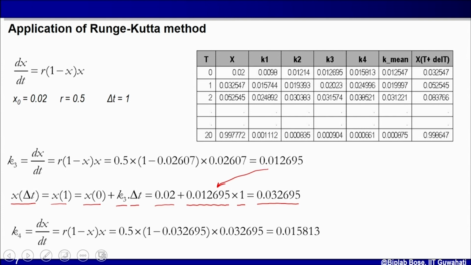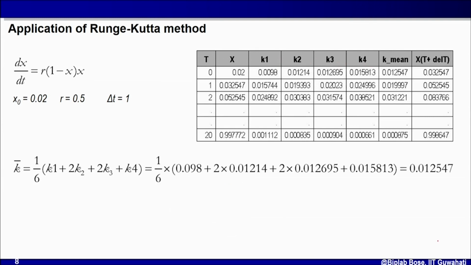Now let us calculate k4. If I draw a line having slope dx/dt at that point, the slope of that line will be k4, equal to dx/dt, equal to r into (1 minus x) into x. r is 0.5, and x is 0.032695 that I have calculated just now. If you multiply, you get a value of k4 as 0.015813. So what have I got? I have got k1, k2, k3, k4.